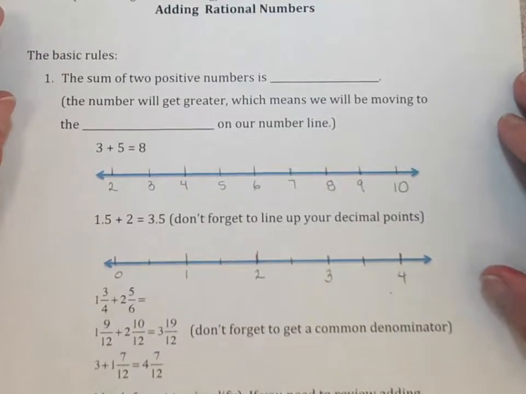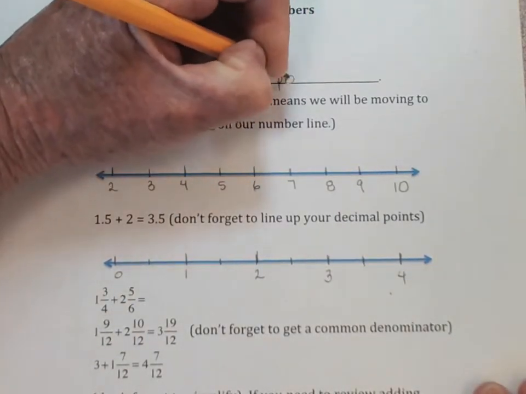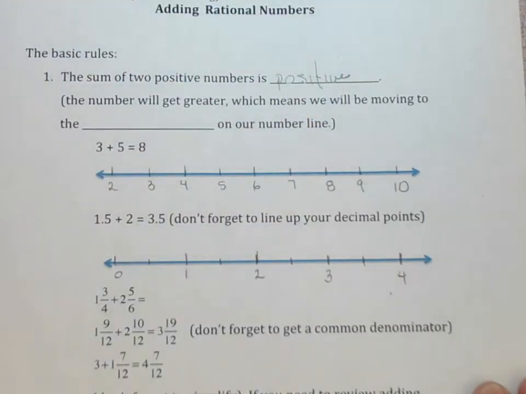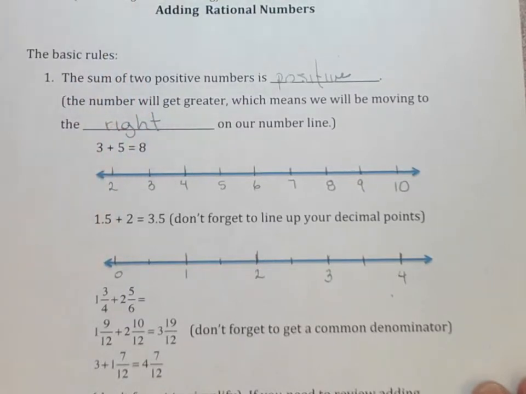Okay, first we're going to just do a quick review of adding two positive rational numbers. And you know when you add two positive numbers, you get a positive. And that means your number is going to get bigger. When you add a positive to a positive, your number is going to get bigger. That means you're going to be moving to the right on your number line.